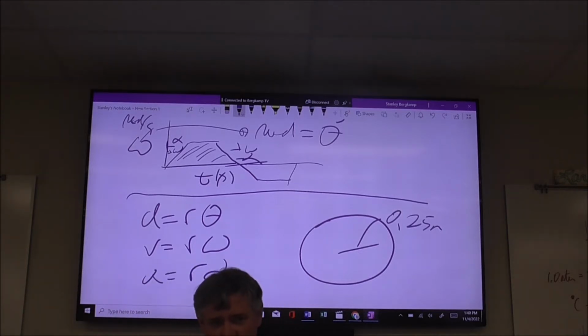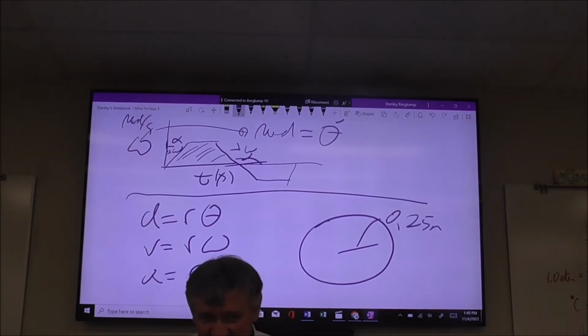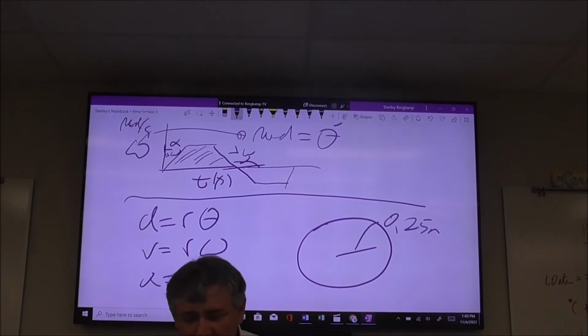I was plugging in 2 pi for d equals r theta, which is just 2 pi r. Yeah, we'll get there. I want to do step 2 first, okay?